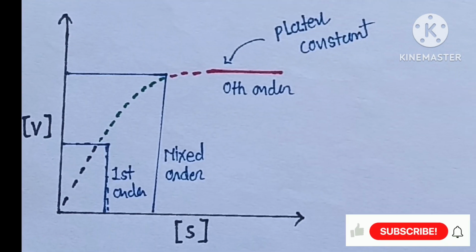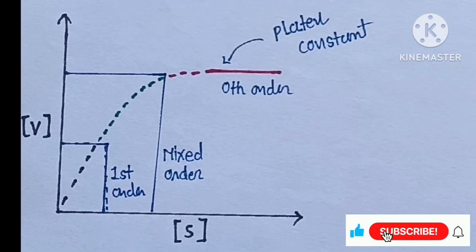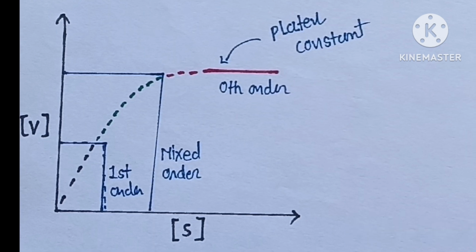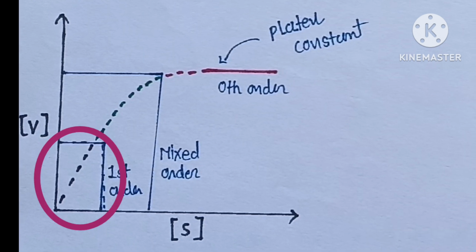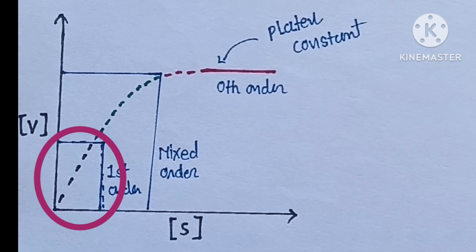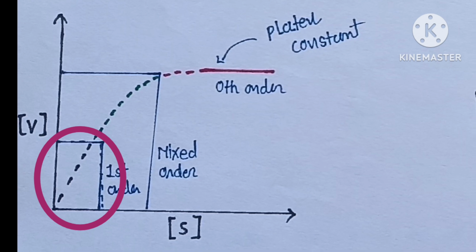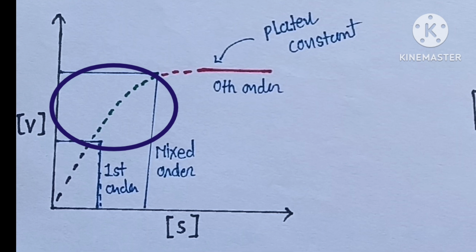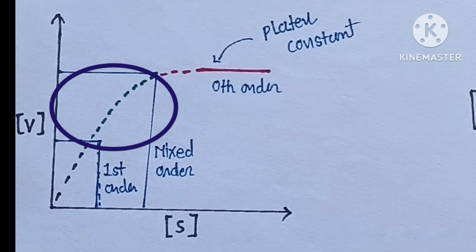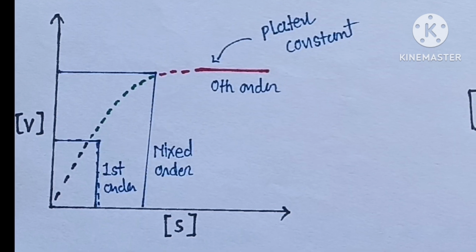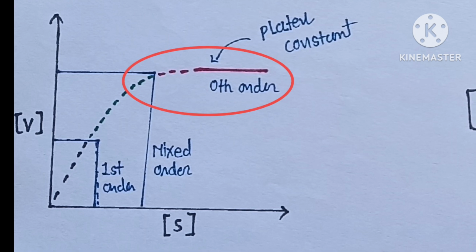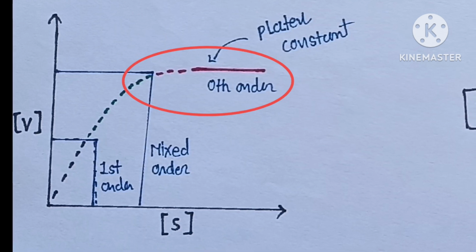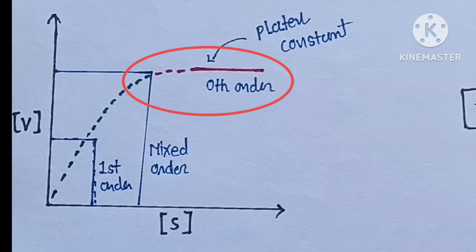Let's revise the three conditions. When the substrate concentration is low, the graph between velocity and substrate concentration is linear in form, which is defined as first order kinetics. Second, medium concentration of the substrate gives a non-linearity, which is also defined as mixed order kinetics. And third, high concentration of the substrate gives a plateau in the graph and a maximum velocity, which is defined as zeroth order kinetics.